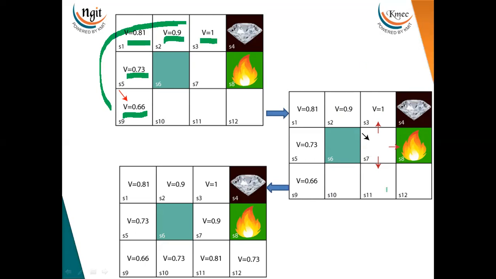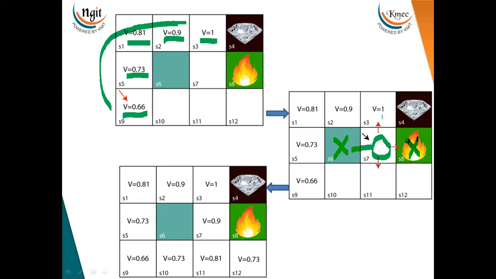Now, suppose that your robot is starting from S7. Then in that case, when it moves to the left, there is a wall, so this is not the correct action. When it moves to the right, there is a fire. Again, this is not the correct action. When it moves up, then that is a correct action.